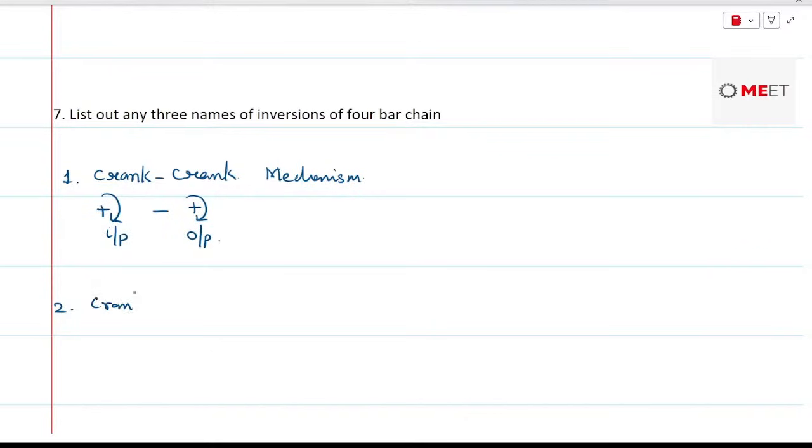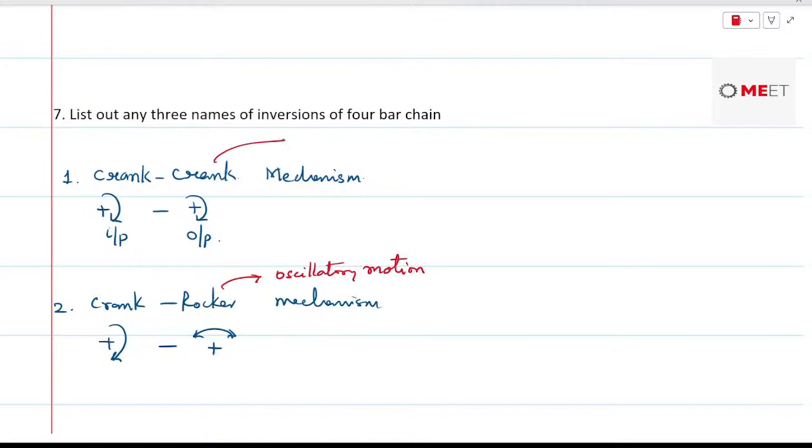The second inversion is the crank rocker mechanism. The input link, or the crank, is a link which completes circular motion, and the rocker is a link that completes oscillatory motion. So the rocker is associated with oscillatory motion and the crank is associated with circular motion. And the last inversion is the rocker mechanism, where both the links, that is the input and output links, complete oscillatory motion.